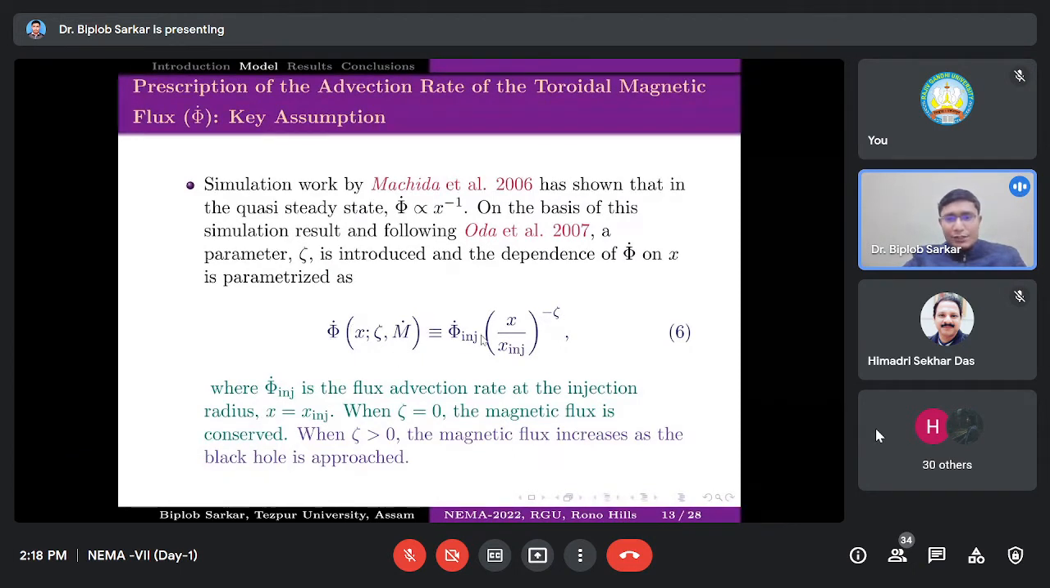So phi dot will be the same as phi dot injection throughout the radial direction. However, if zeta parameter is greater than 0, then the magnetic flux will increase as the accretion flow approaches the black hole horizon.